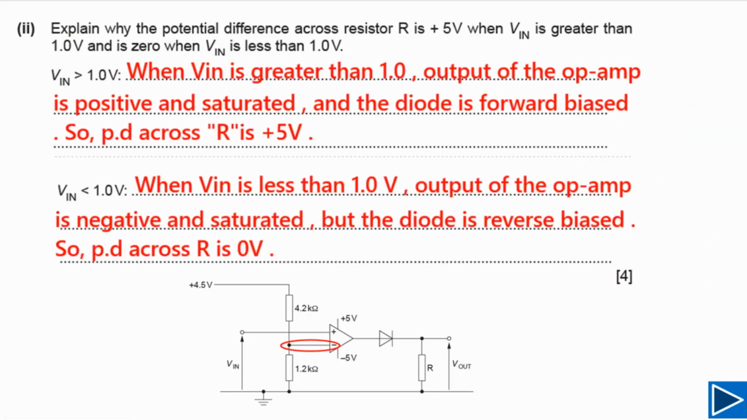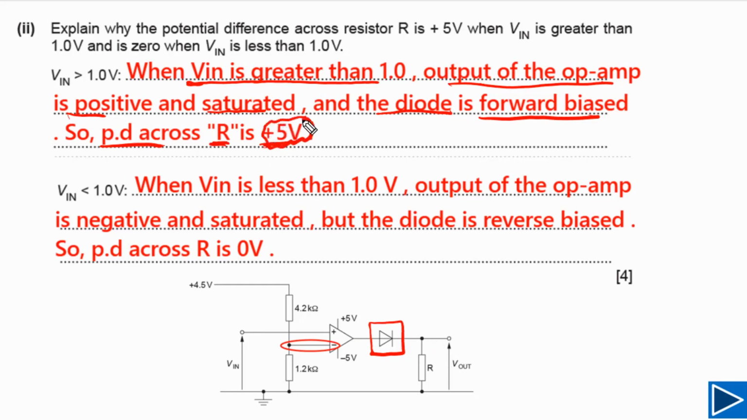As you can see here, I have already written these answers for you. So I will simply explain a little bit so you can understand how to write a proper answer. First of all, I have written V in is greater than 1.0. Output of op amp is positive and saturated. The second thing you need to understand is this diode. When V out is positive, this is forward biased. So the potential difference across resistor R, across this one, is equal to plus 5 volt.